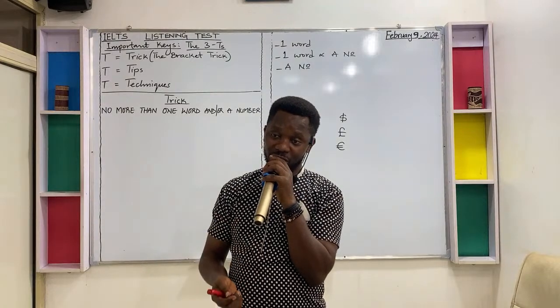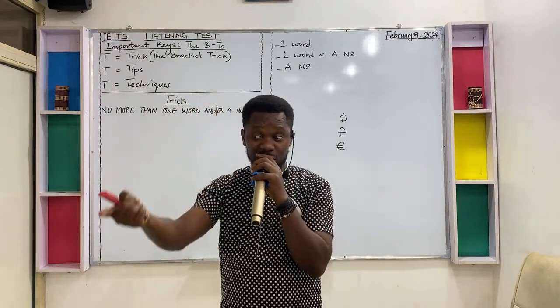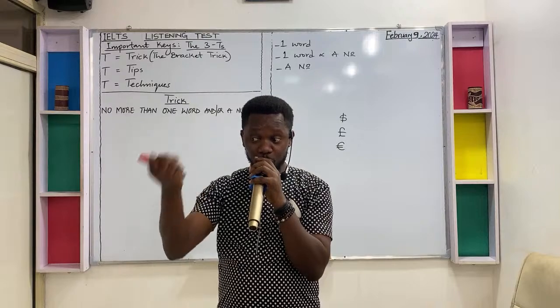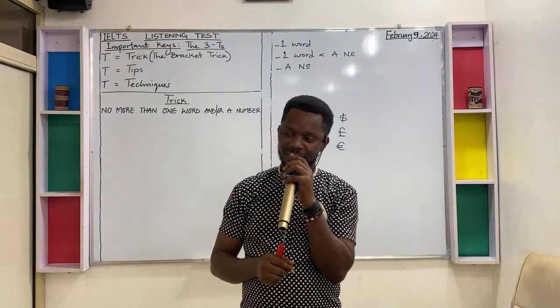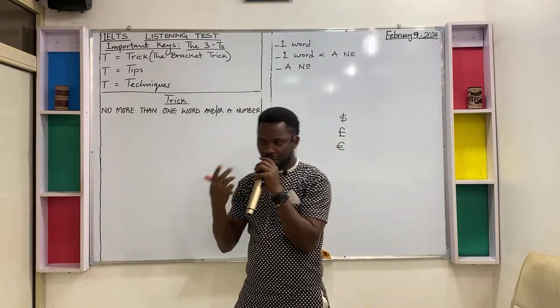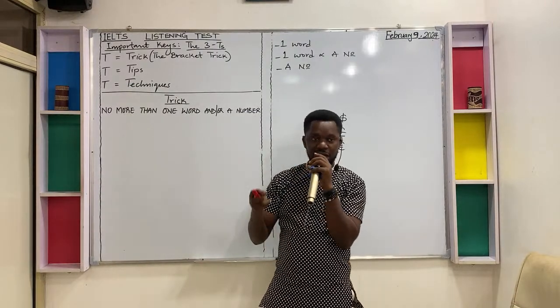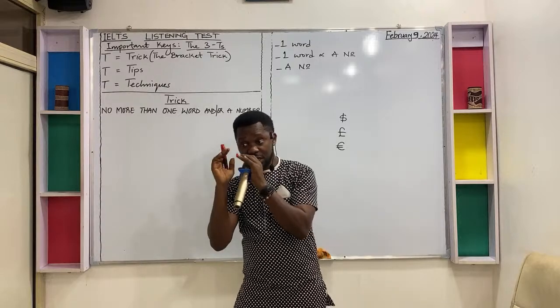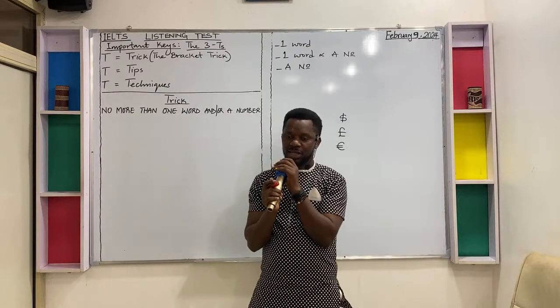But how do you know the currency? The audio will say it. The audio will say the currency. So you then have to write it and still leave it in brackets. Please, is this clear?